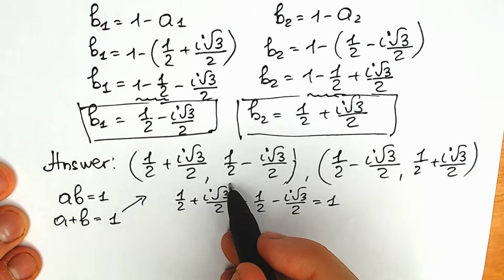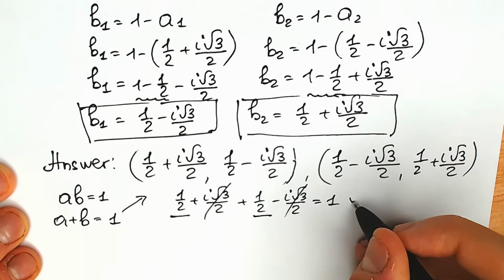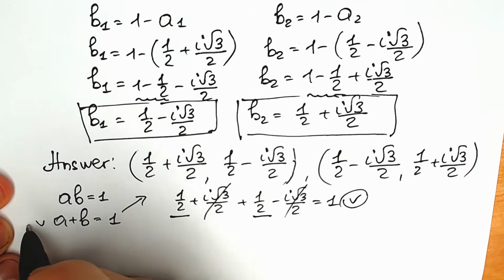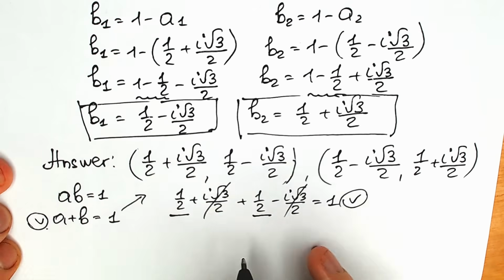First of all, we can easily cancel this and this one, and as a result we have 1/2 plus 1/2 equal to 1. So addition works absolutely perfectly. Right now let's check real quick our multiplication.